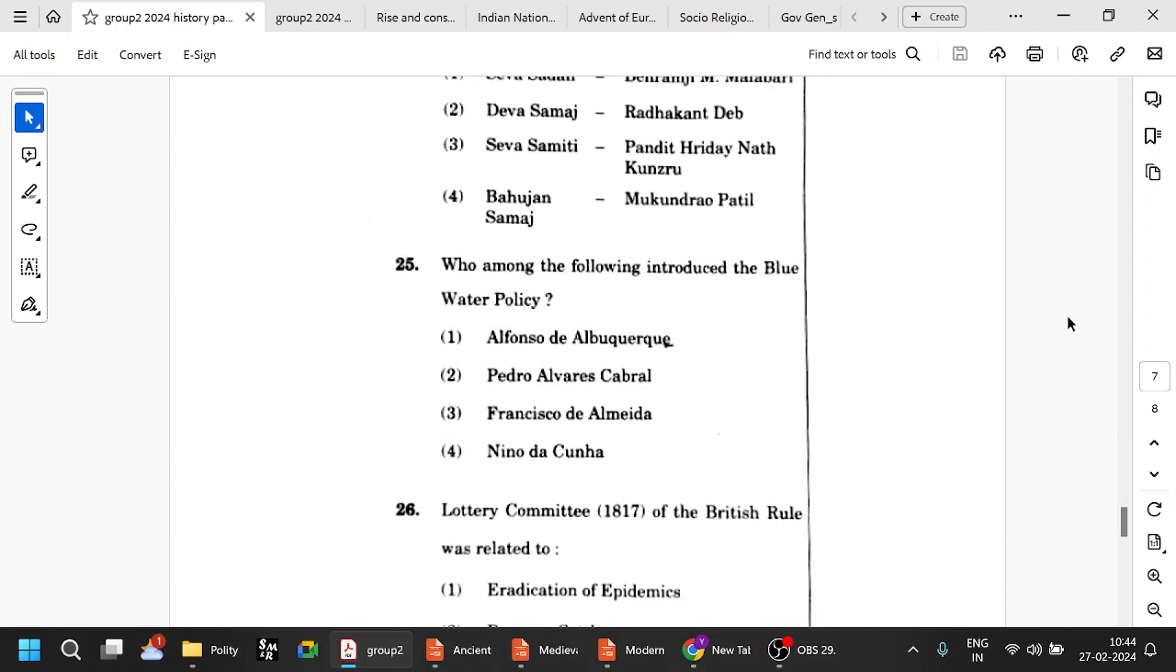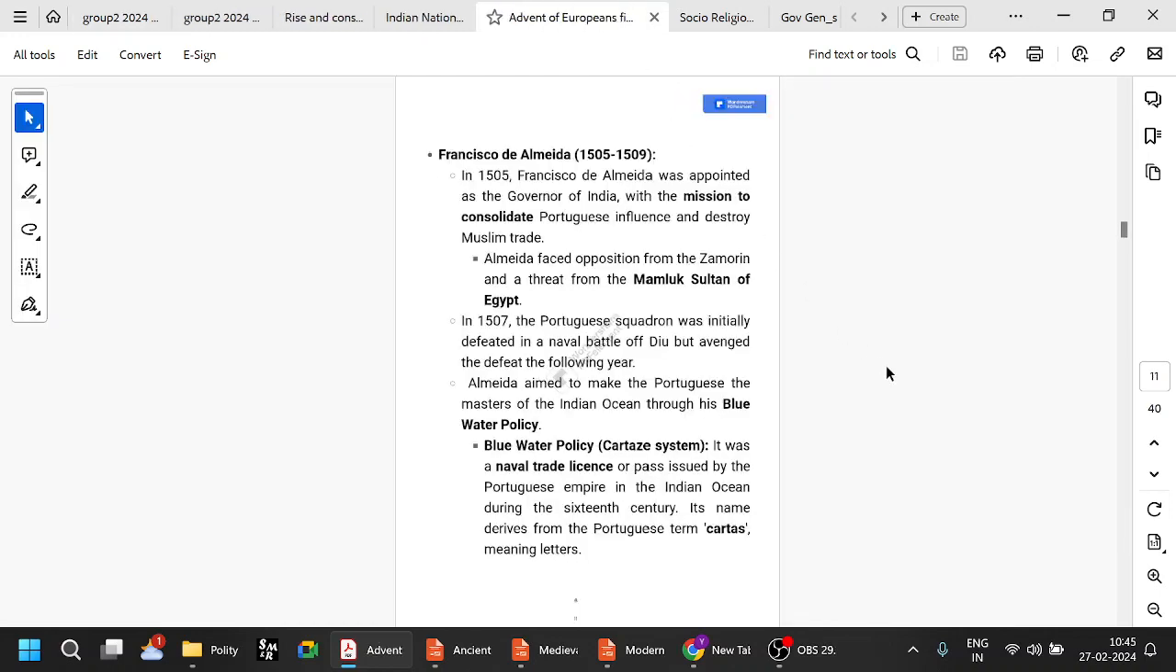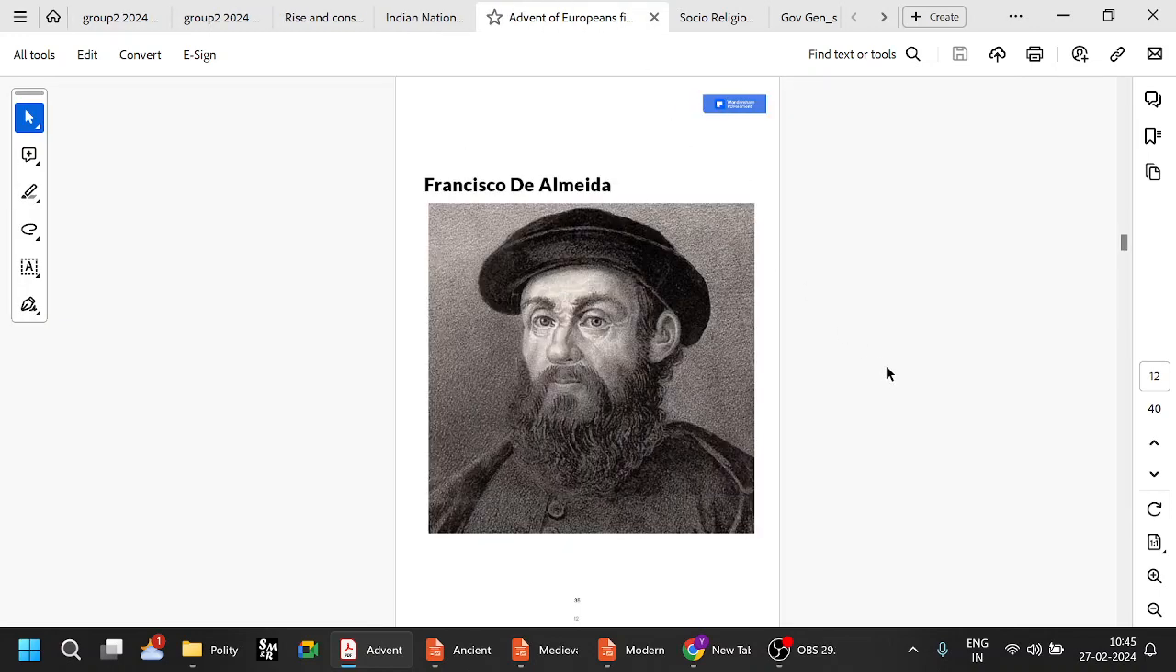Okay, this is important. Who among the following introduced the blue water policy? So I was confused between Francisco de Almeida and Alfonso de Albuquerque. So I kept this. Apparently, it is wrong. It is Francisco de Almeida. Anyway, it's a standard question. Everybody has to remember. So he is Francisco de Almeida.